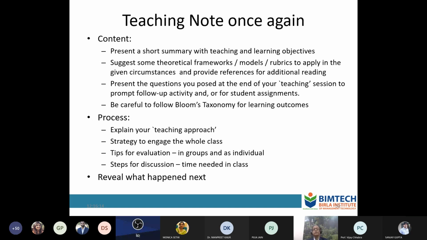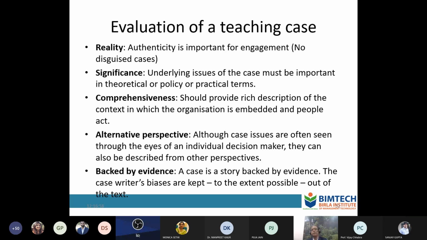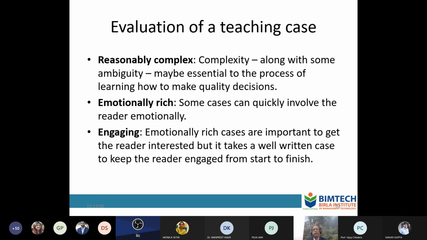There are evaluation criteria, of course, reality. Nobody accepts fictitious cases. You know why? In fictitious cases, who will provide the background information, the contextual information? That information will come from the author's imagination, which is not needed. So reality is important, then significance, comprehensiveness, backed by evidence again.